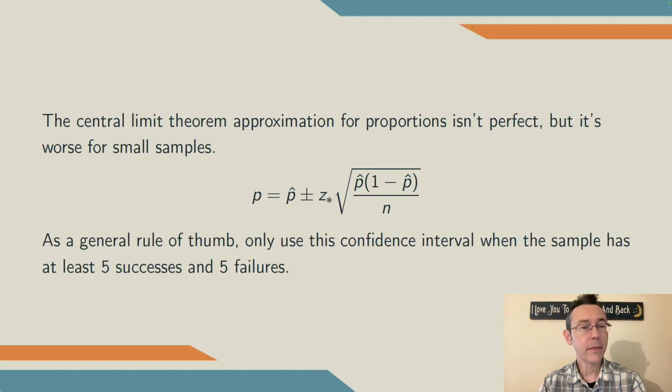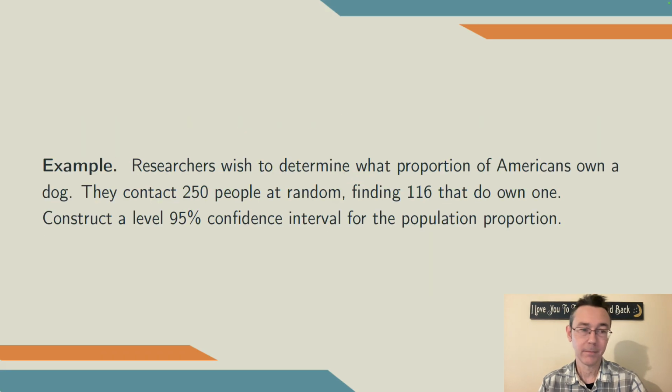The central limit theorem for proportions is not perfect, but it is much worse for small samples. As a general rule of thumb, you should only use this confidence interval formula for that population proportion when the sample has at least 5 successes and 5 failures.